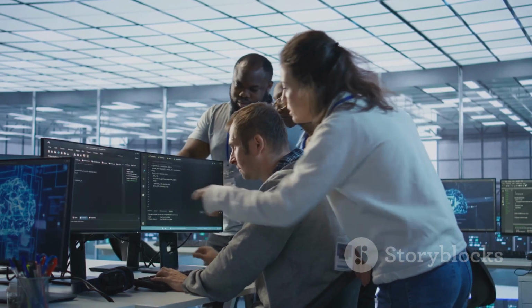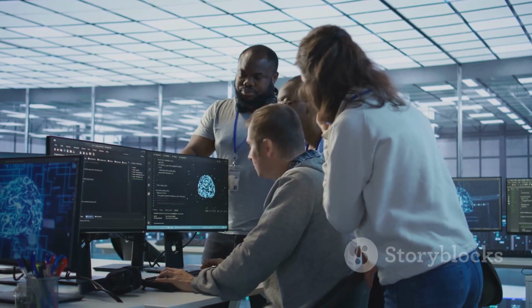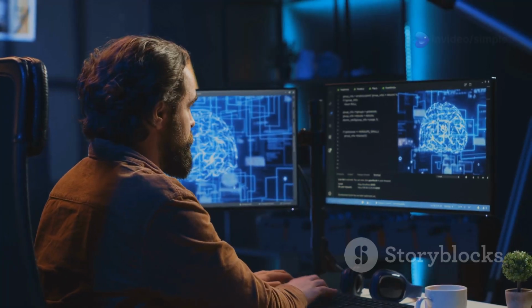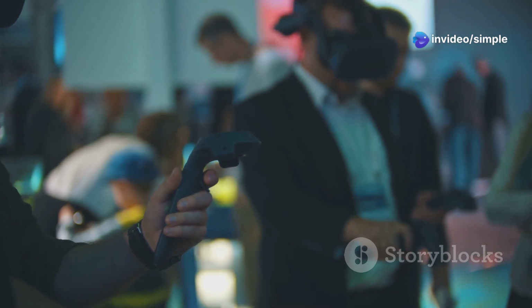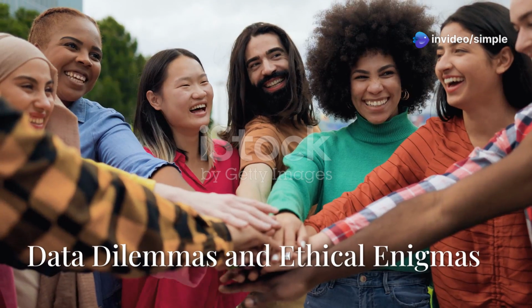These are just a few examples of how machine learning is transforming various industries. As ML algorithms continue to evolve, we can expect even more innovative applications in the future.